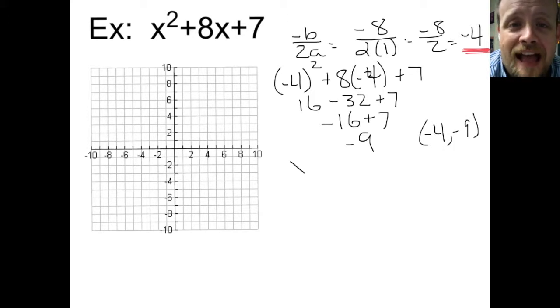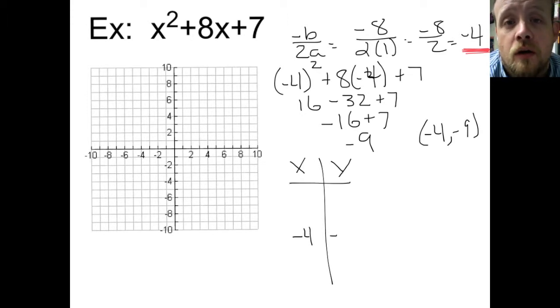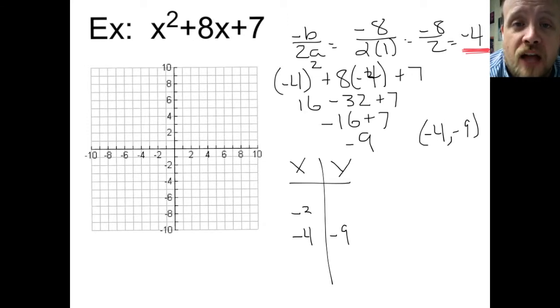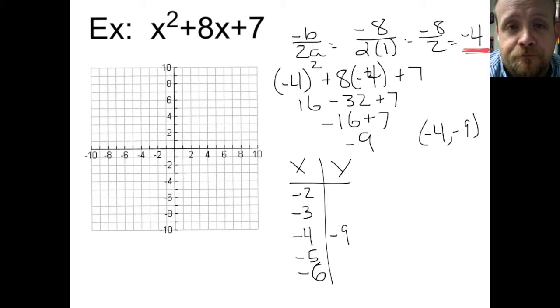And we can use that to fill in our t-chart, because we know that the vertex is in the very center. So negative 4, negative 9 is in the dead center, and we need to find values on both sides, both the positive and the negative side. So we'll look at negative 2, negative 3, and we'll look at negative 5 and negative 6. So let's go ahead and take each of those values and plug them in.